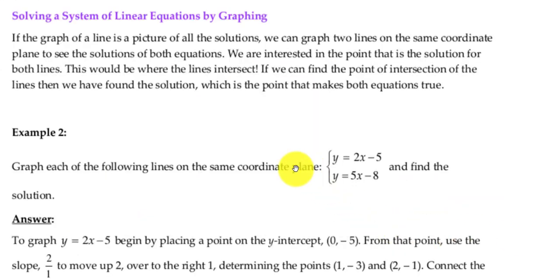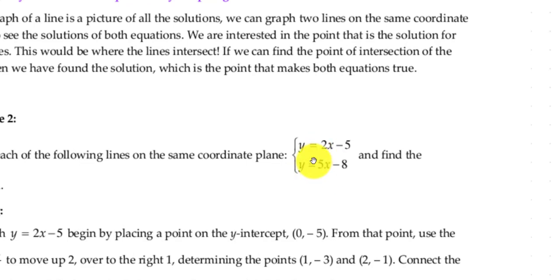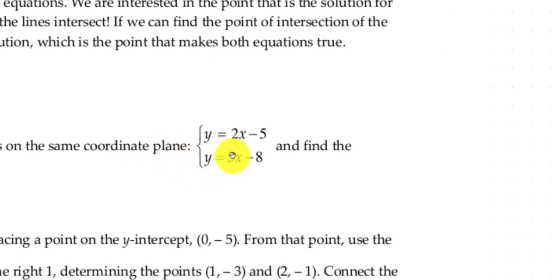In those last two examples, I gave you the point that was the solution to the system. The question I have for you is, can we find the solution to a system of equations by graphing? And the answer is yes, we can. To find the x and y that will be true for both equations, we can graph both of these equations. So I'm going to rewrite these equations on graph paper, and then we're going to graph the first equation and the second equation, and we're going to look for the intersection.